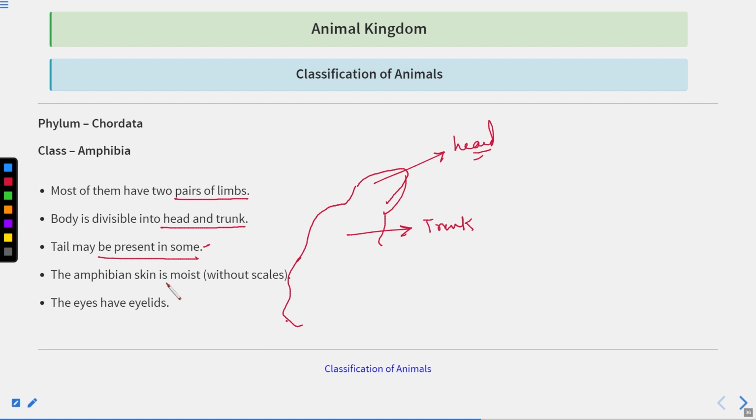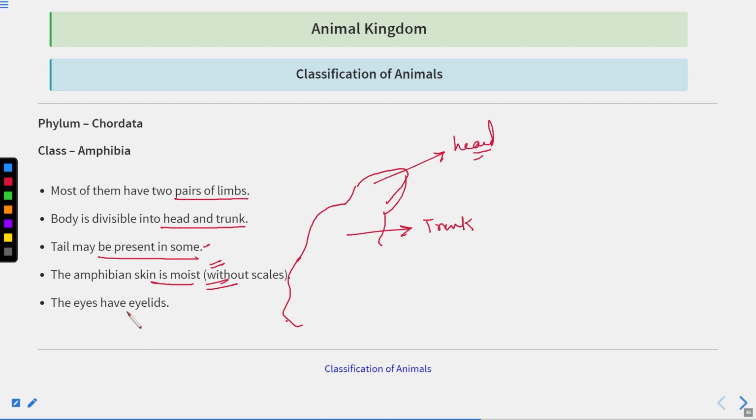The amphibian skin is always moist and they are not having any scales. As we have seen in the case of fishes, they are having different types of scales, like Osteichthyes having the placoid scales, whereas Chondrichthyes having the ctenoid scales. But the scales are not found in the case of amphibians, though they can live in the water as well, right? But they are not having any type of scales present on their skin.